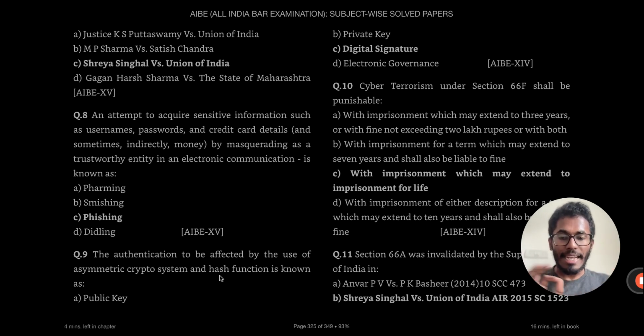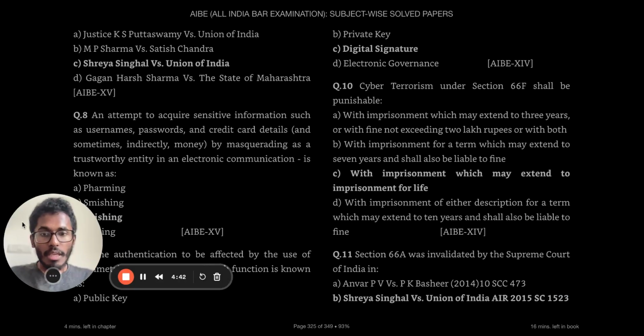Okay. Ninth question: the authentication to be effected by the use of asymmetric crypto system and hash function is known as public key, private key, digital signature, electronic governance. So remember that the key here is the use of asymmetric crypto system and the hash function. You just need to learn this by heart. It is always the digital signature. For tomorrow's exam, just remember this particular thing. It is one of the most repeated questions.